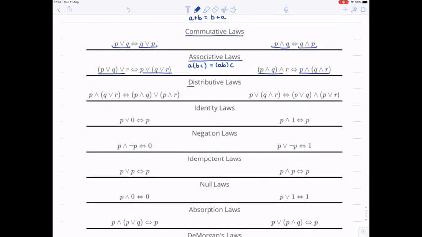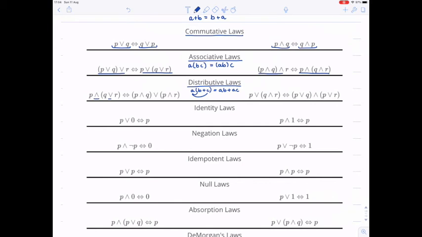We have some distributive laws. So now we're talking about combining ands and ors. If you think about the distributive laws, this tells us how to deal with things like A times B plus C, and you know that you can distribute the A in if we're talking about multiplication and addition.